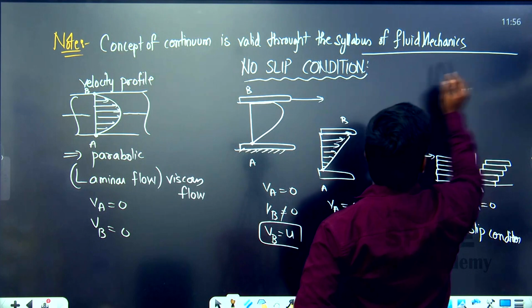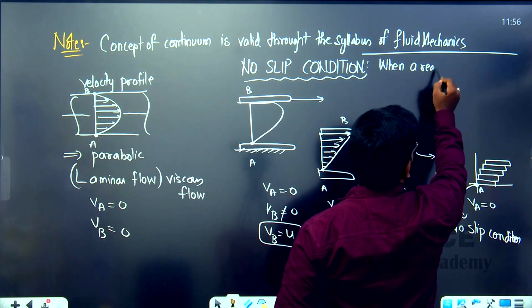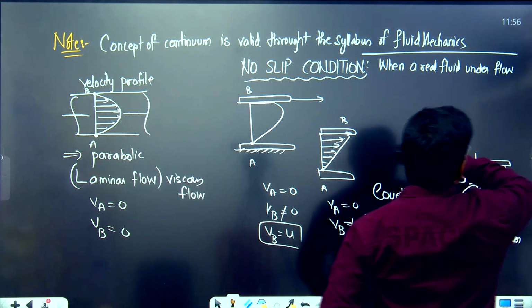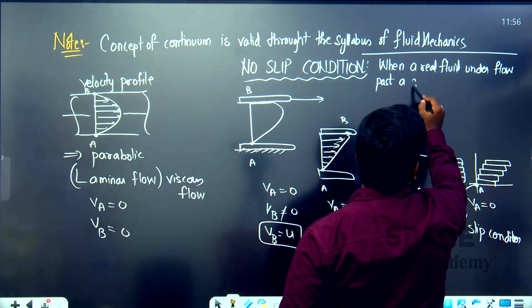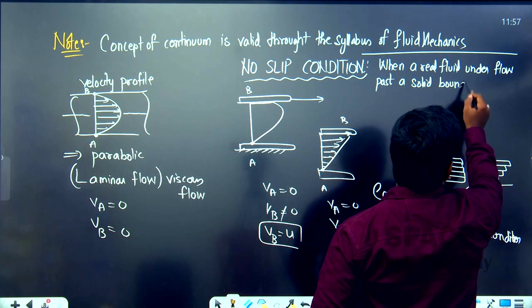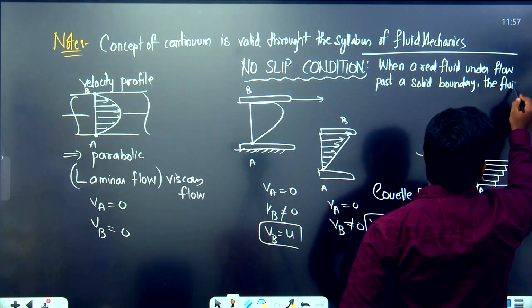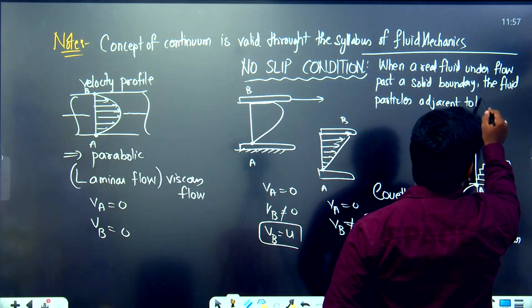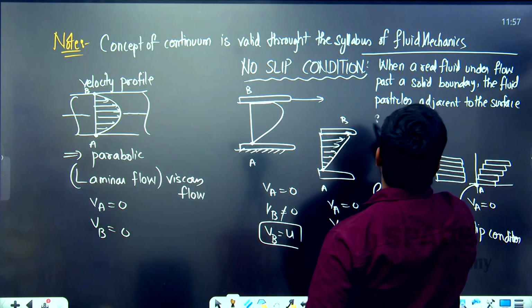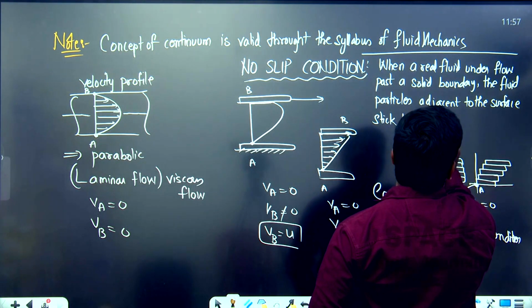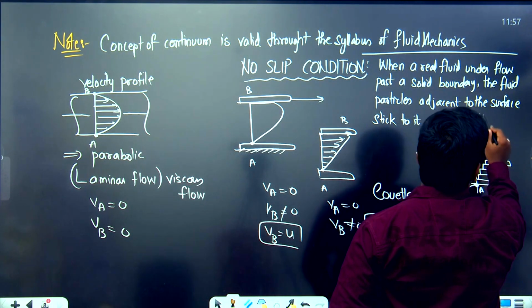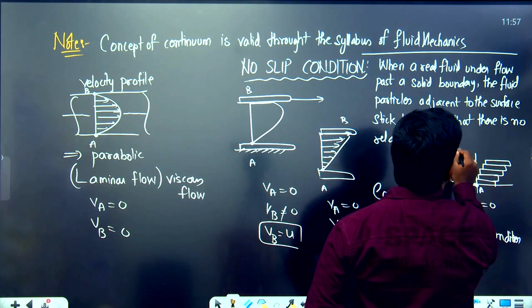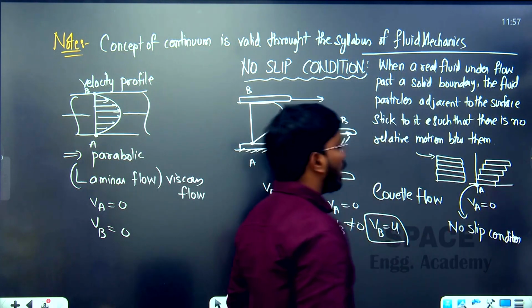When a real fluid flows past a solid boundary, the fluid particles adjacent to the surface stick to it such that there is no relative motion between them. This is known as no slip condition.